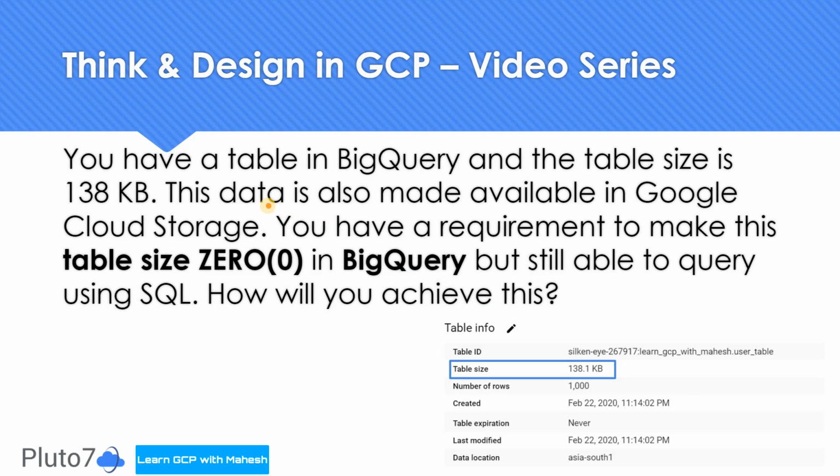And this data is also available in Google Cloud Storage, in whatever format, it could be CSV or any other format which BigQuery can accept. You have a requirement to make this table size, the one which I have highlighted here, to be 0 in BigQuery. Let me repeat, the table size has to be 0 in BigQuery, but you should still be able to do your BigQuery activity like querying it, running it via SQL. How are you going to achieve this?